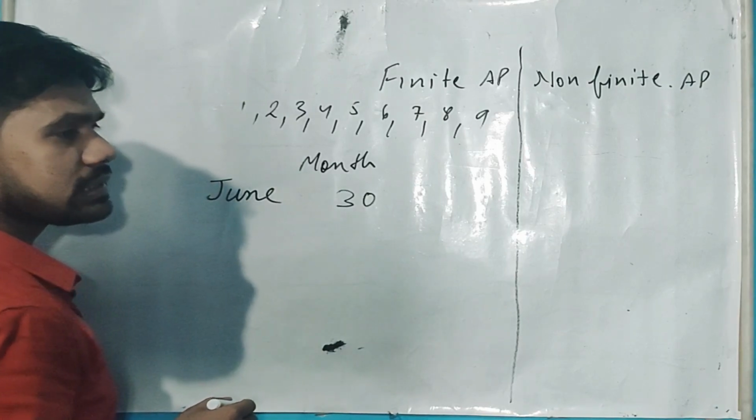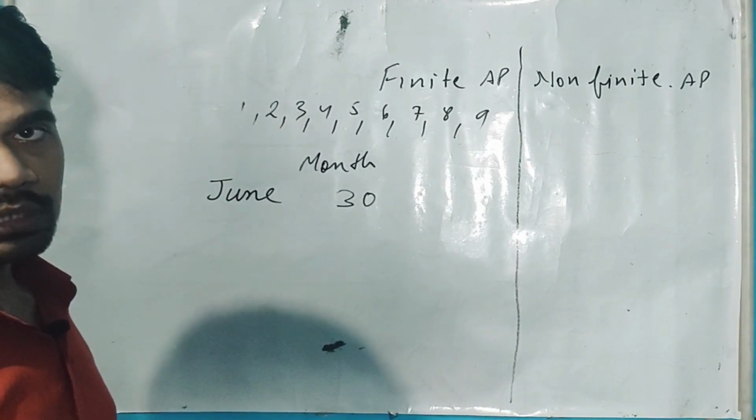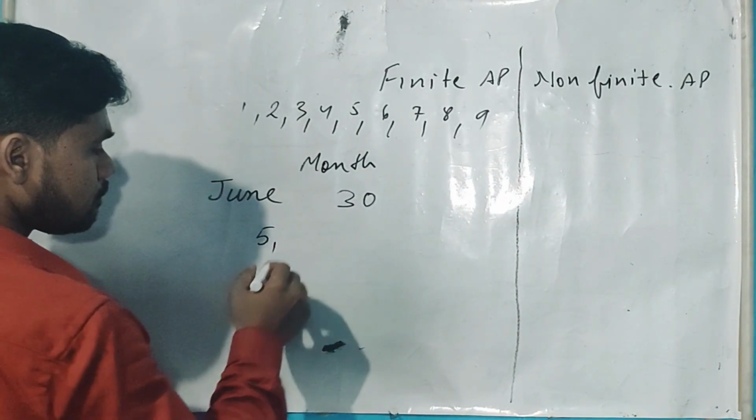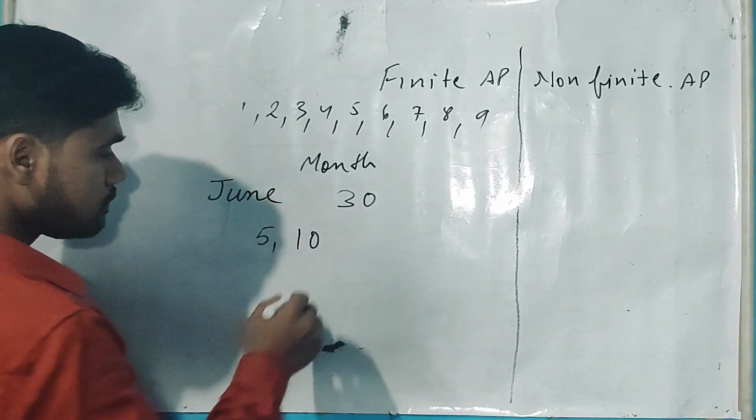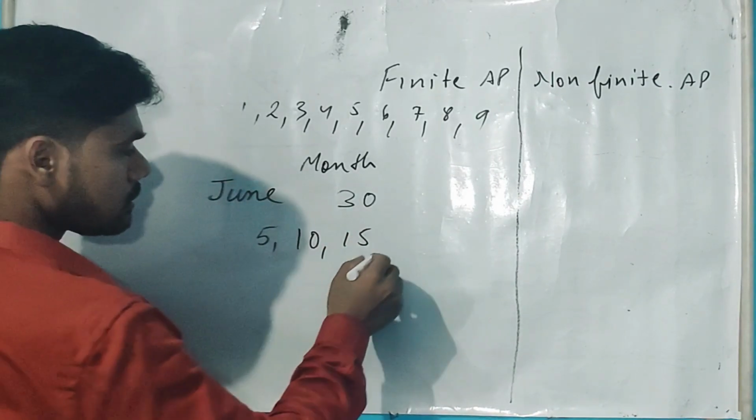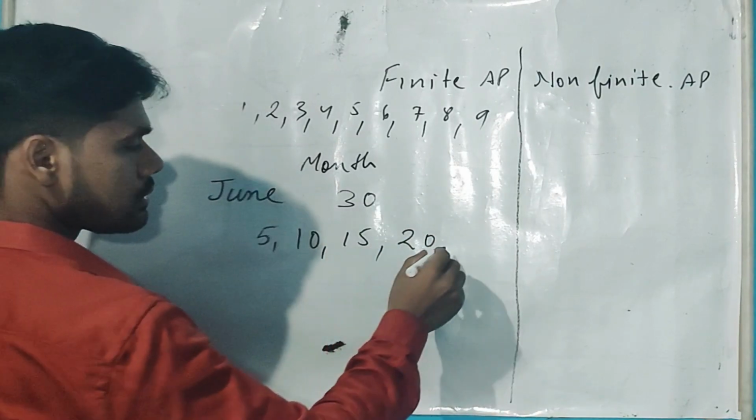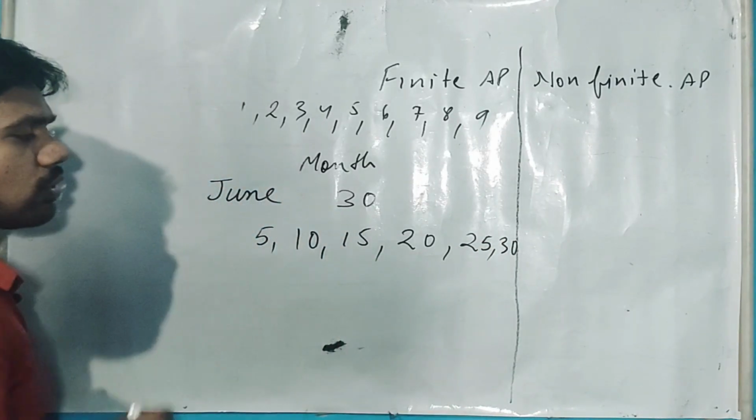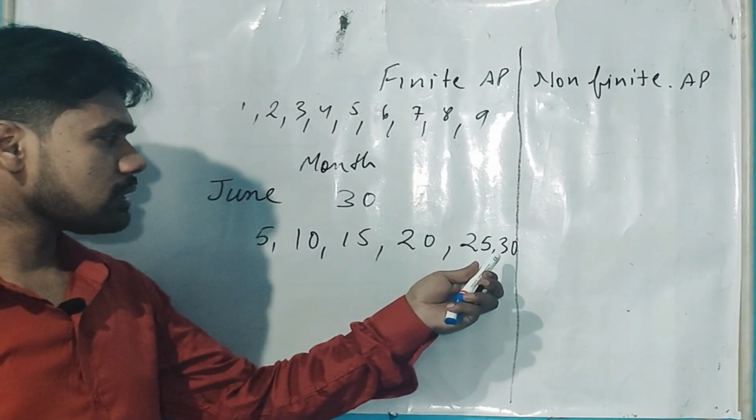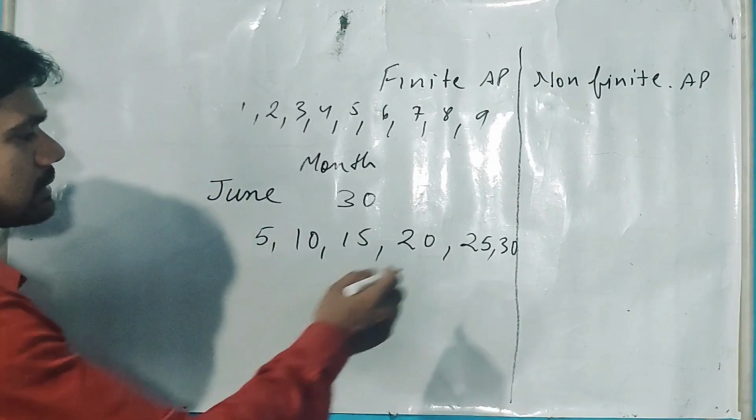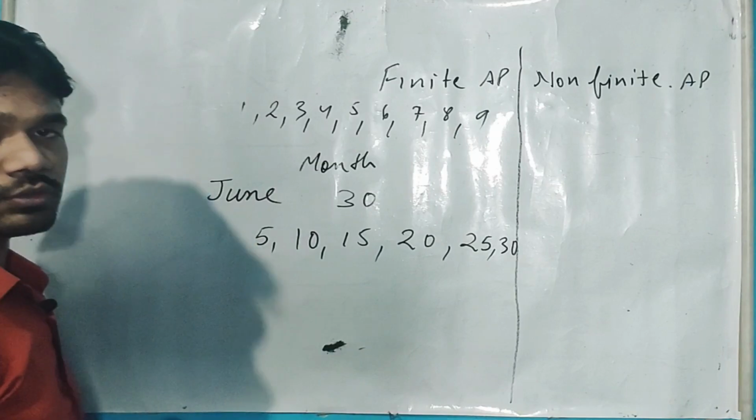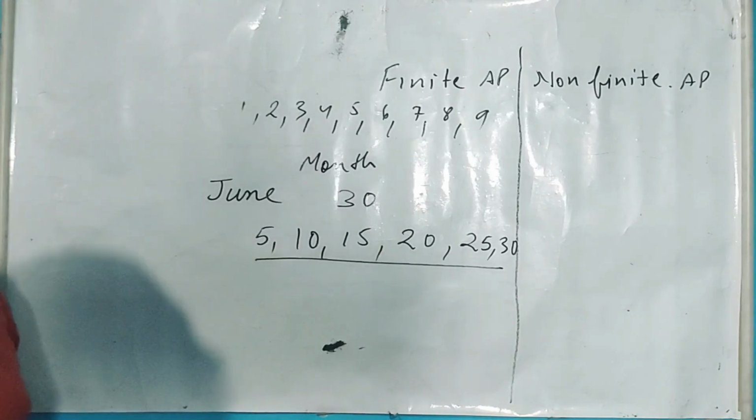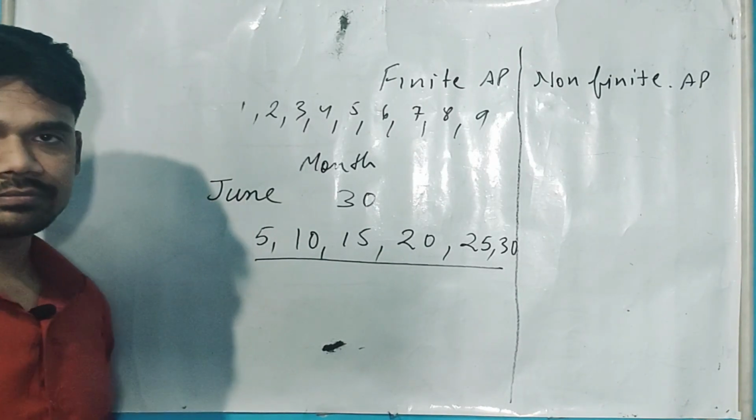What are the numbers which are divisible by 5? First, the date 5, then 10, 15, 20, 25 and 30. So these all are the numbers. After this 30, there is no number in the month of June. So this is also a pattern. This is a finite AP, finite arithmetic progression.